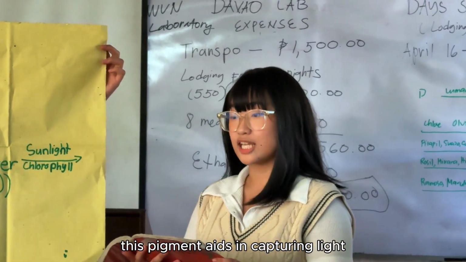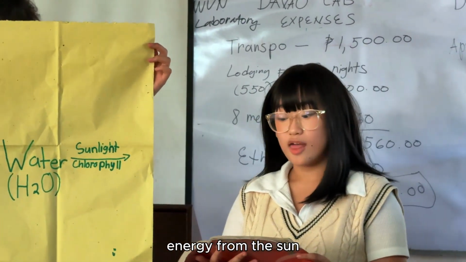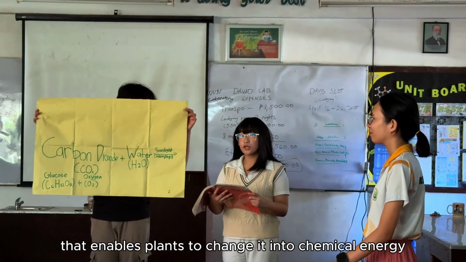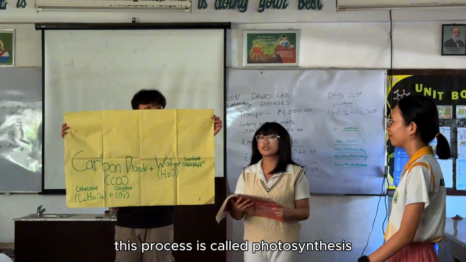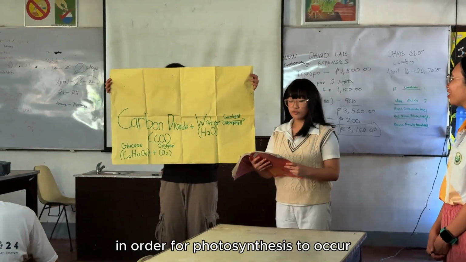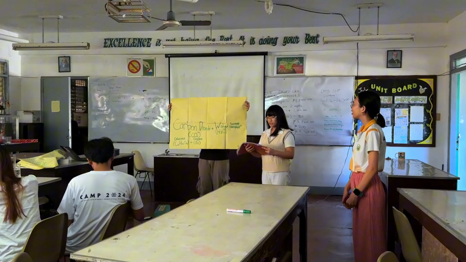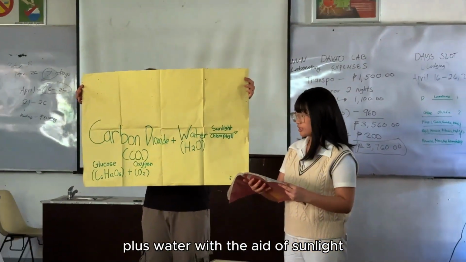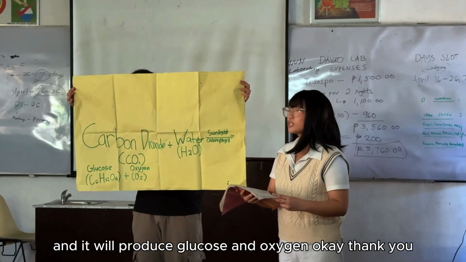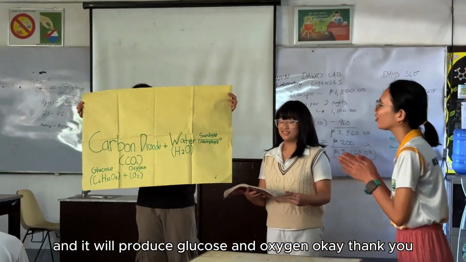Plants have green pigments called chlorophyll stored in the chloroplast. This pigment aids in capturing light energy from the sun that enables plants to change it into chemical energy stored in the plant. This process is called photosynthesis. In order for photosynthesis to occur, the plants need carbon dioxide plus water with the aid of sunlight, and then it will produce glucose and oxygen. Okay, thank you.